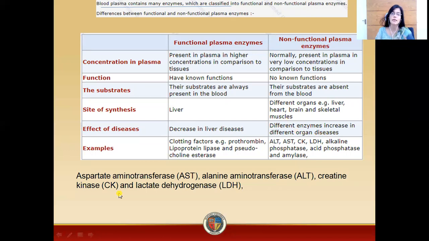Now, what are the examples? The examples of the functional plasma enzymes include clotting factors, for example, prothrombin, lipoprotein lipase, and the pseudocholinesterases. While other examples are acetylcholinesterase, butyrylcholinesterase. Now, what are the examples of the non-functional plasma enzymes? These examples include ALT, AST, CK, that is creatine kinase, and LDH, alkaline phosphatase, acid phosphatase, and amylase. So these are the differences between the functional and the non-functional plasma enzymes.